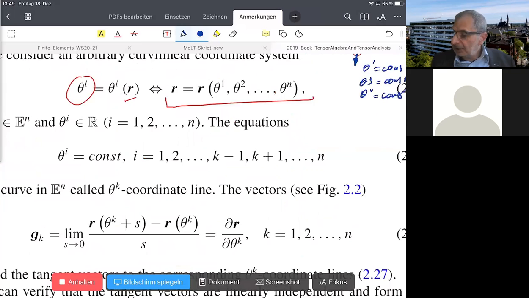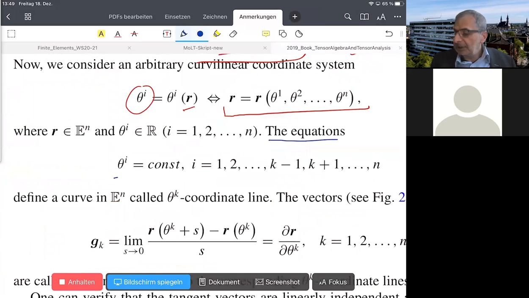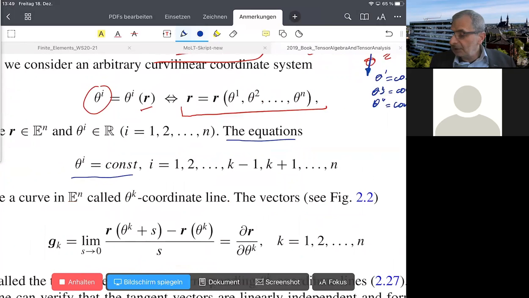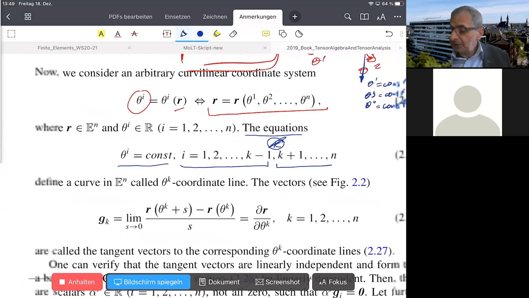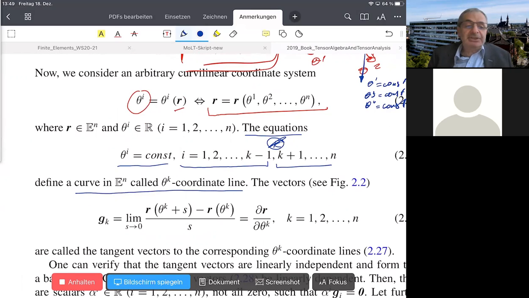Look, the equations here: theta i is equal to a constant value, where i is going 1, 2, and so on, up to k minus 1. k is missing here, right? We delete k, and then we go further, k plus 1 up to n. So we fix all the coordinates except our coordinate theta k, and the result is a curve in an n-dimensional Euclidean space, which is called the theta k coordinate line.